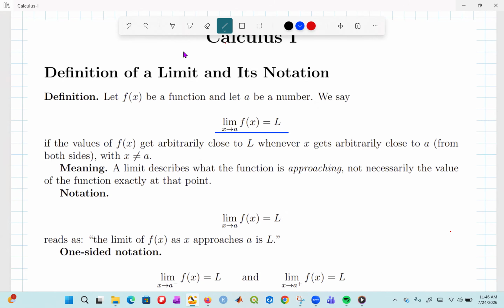So if the output of the function gets closer and closer to the same number L as x approaches A, then the limit exists and its value equals L. It's very important to note that the limit concerns the nearby behavior of a function. Therefore, the function may have a different value at x equals A, or the function may be undefined at x equals A, yet the limit may still exist.